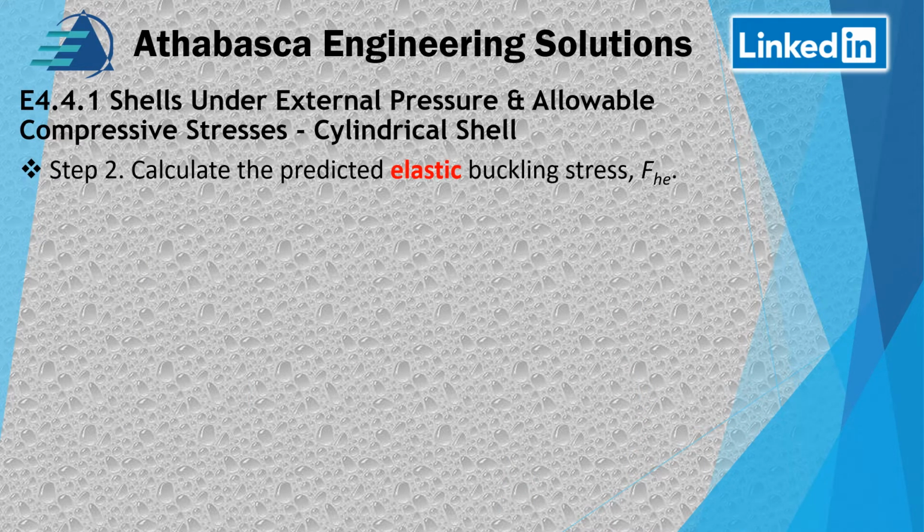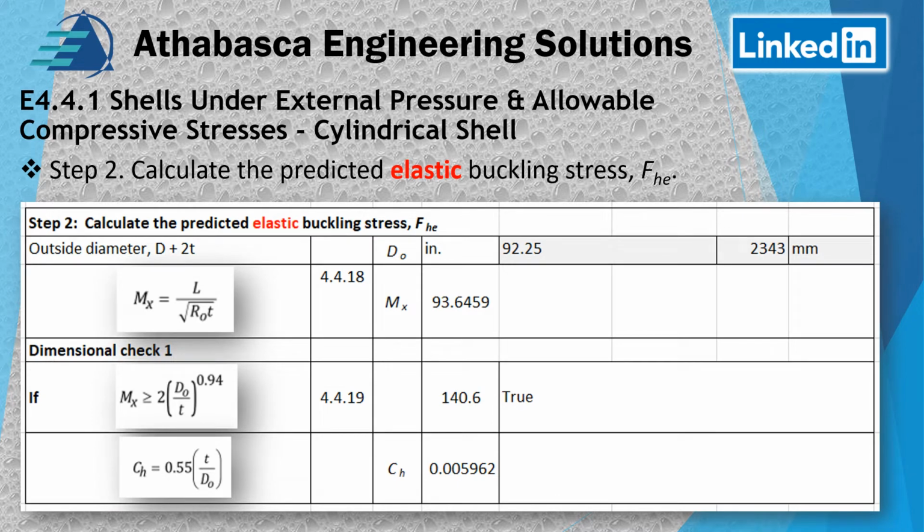So step 2 is to predict the elastic buckling stress. FHE is the terminology, and I put everything onto a spreadsheet because it's very meaningful for that. Basically we calculate the outside diameter, which is a key variable in doing the math, and then we calculate the MX, and we use this for dimensional checks. Is MX greater than this ratio? In this case it's true, so we would use this value. More to come in the next slide.